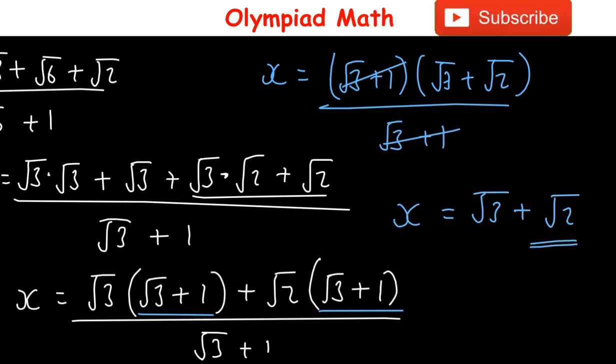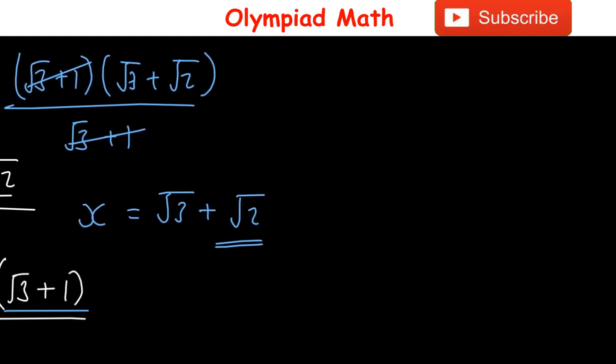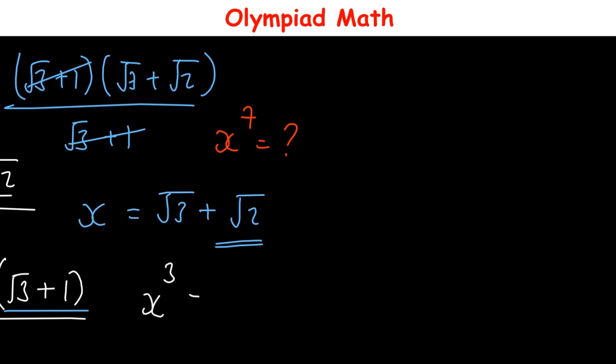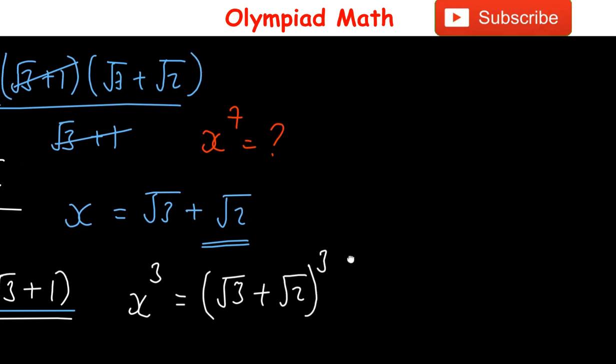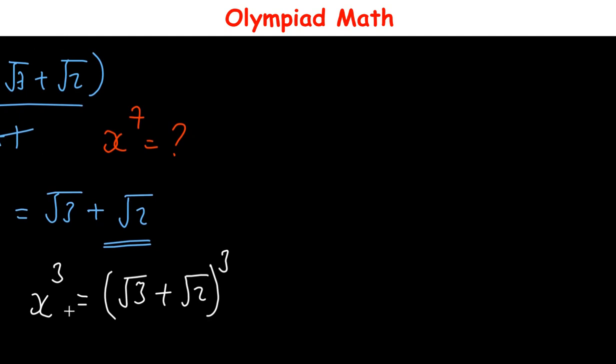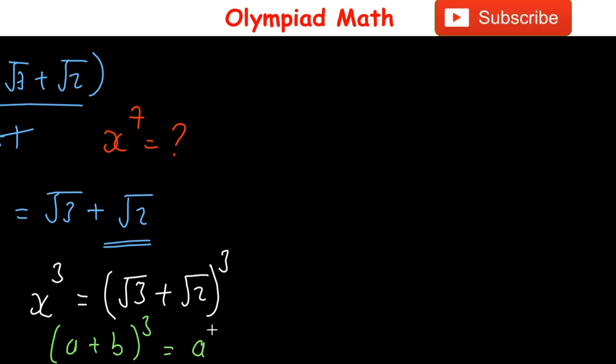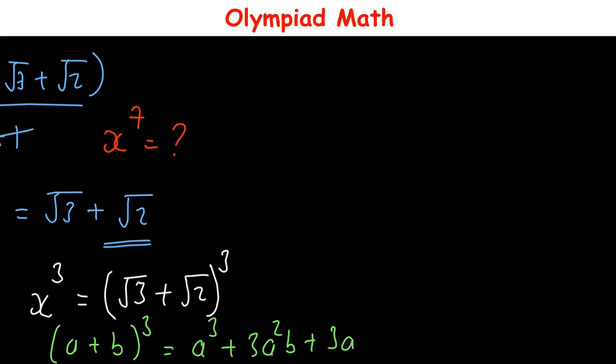Now, since we have gotten the value of x, the goal is to solve for the value of x raised to power 7, okay? So, to solve for x raised to power 7, we are going to cube this equation. This becomes x raised to power 3 is equal to, in bracket, square root of 3 plus square root of 2, all raised to power 3. So then, making use of this rule of indices, that if you have in bracket a plus b all raised to power 3, this equals a cubed plus 3a squared b plus 3ab squared plus b raised to power 3.